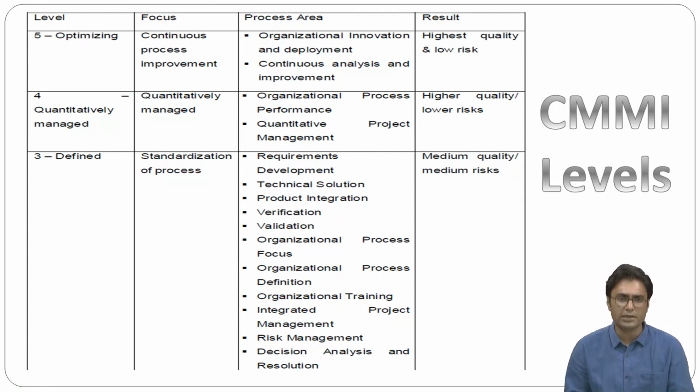For level 3 defined, you can see in the focus column standardization of process, and the process areas can be requirements development, technical solution, product integration, verification, validation, organizational process focus, organizational process definition, organizational training, integrated project management, risk management, decision analysis and resolution. And in the result column you can see medium quality, medium risk.